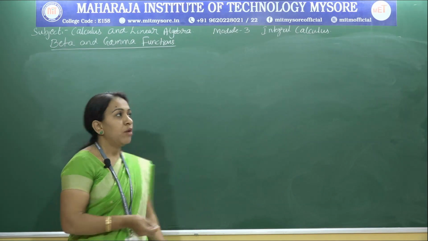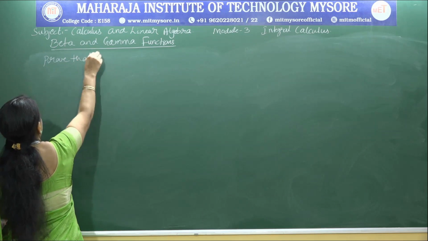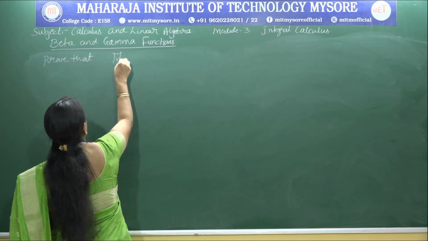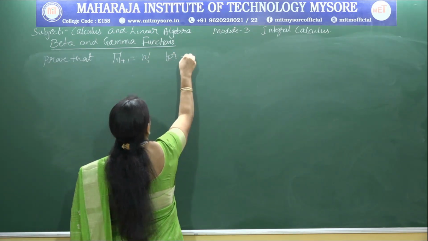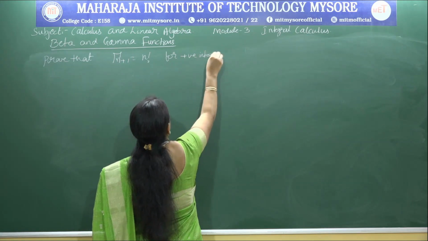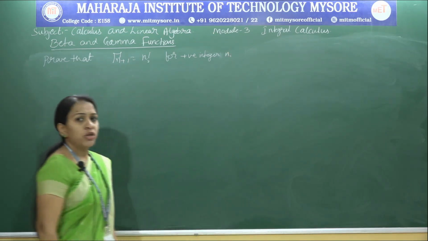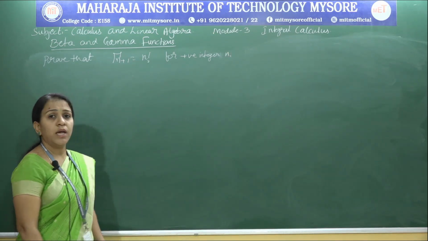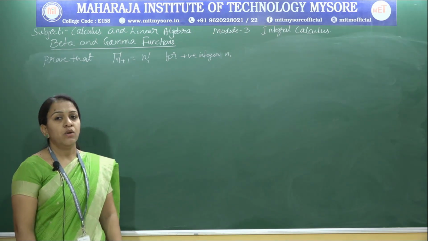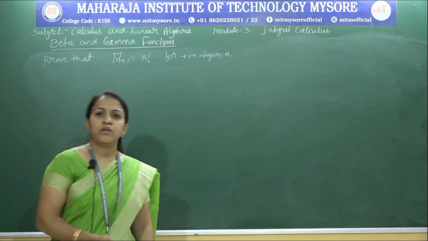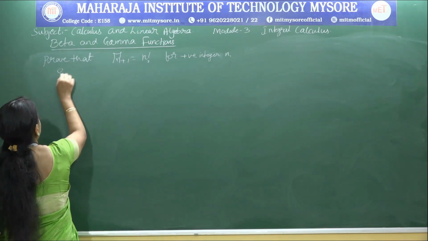Now, let me prove the next one. Prove that gamma n plus 1 is nothing but n factorial for positive integers n. N is a positive integer. Then only I can use this formula because we are representing a factorial term. That is a known fact that factorial can be used only for positive integers. So, how to prove this?